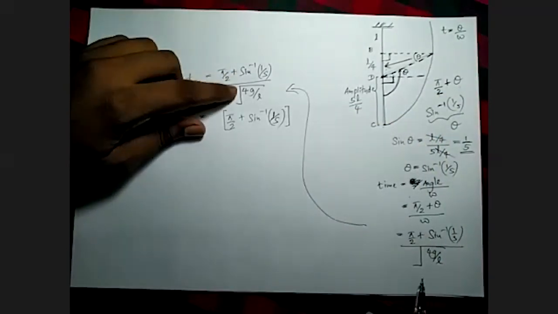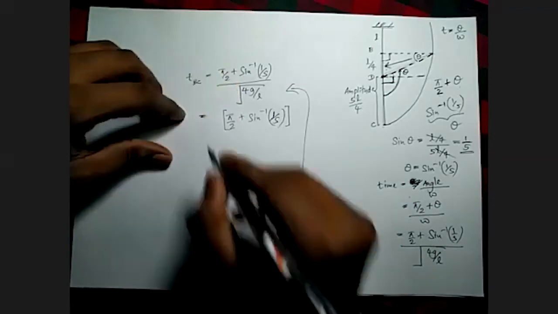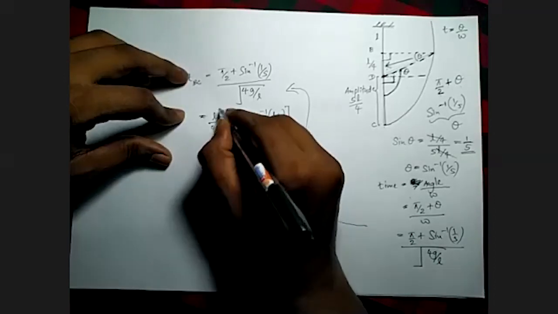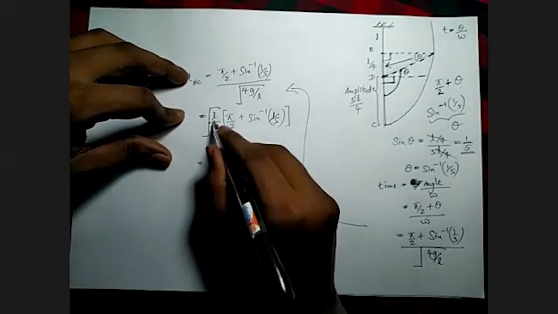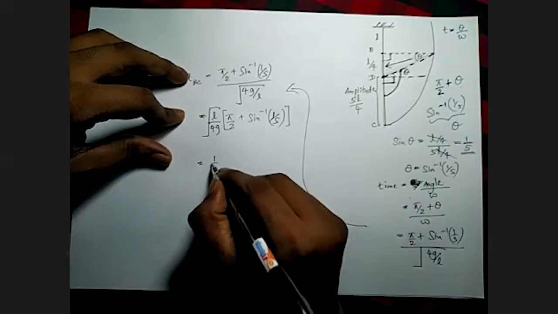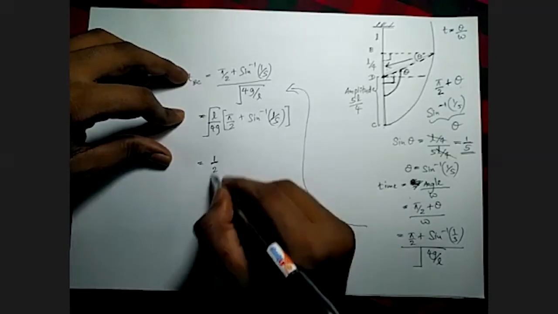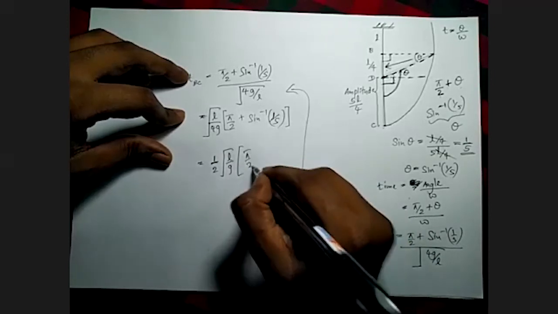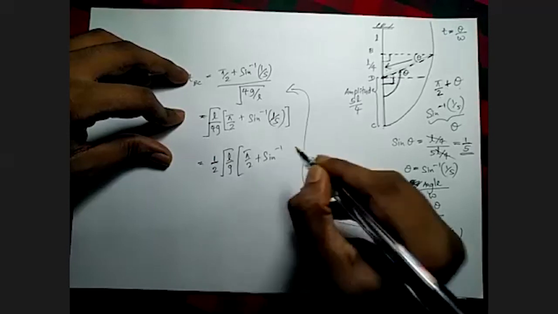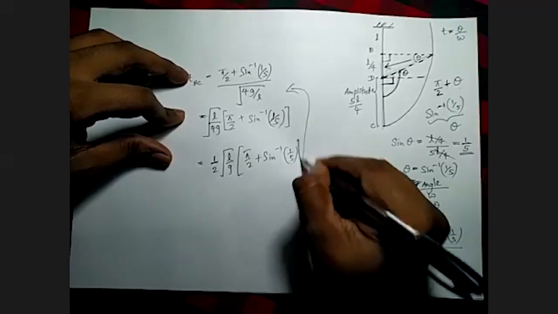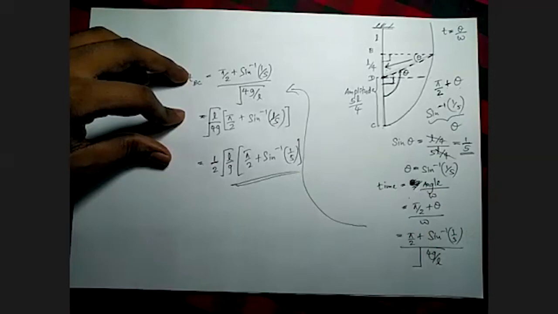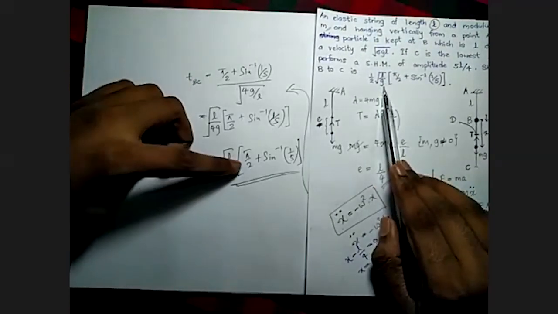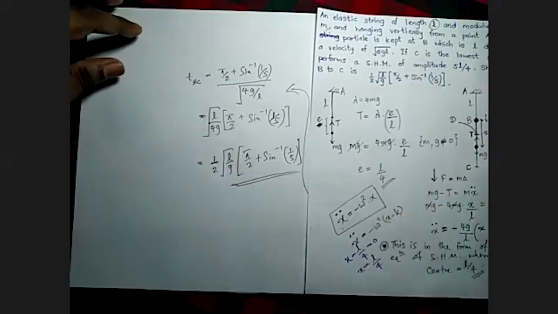That means the reciprocal of this denominator. What is the reciprocal? L goes up, 4g down. Then the square root of 4 is 2, so I will write it as half, and L over g inside the square root. Here we have 90 plus sin inverse 1 over 5. This is the expression they have given us to show: half square root L over g, pi by 2 plus sin inverse 1 over 5.